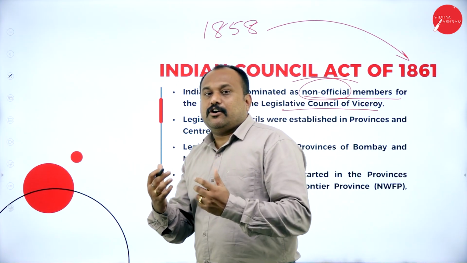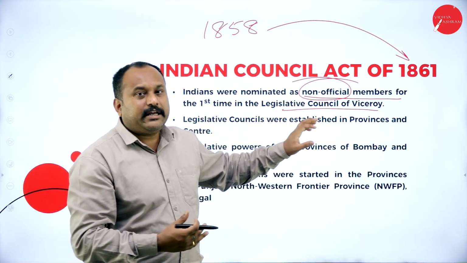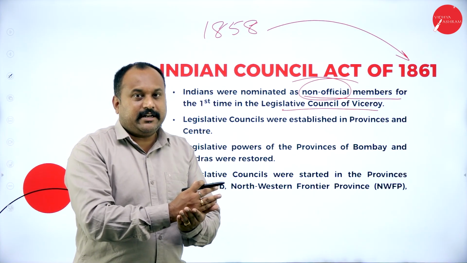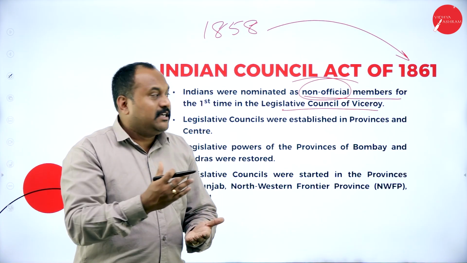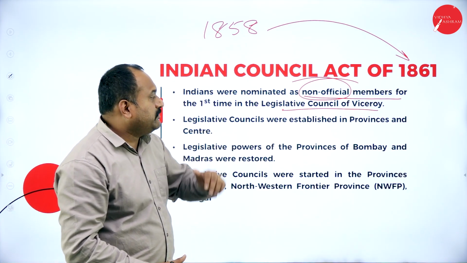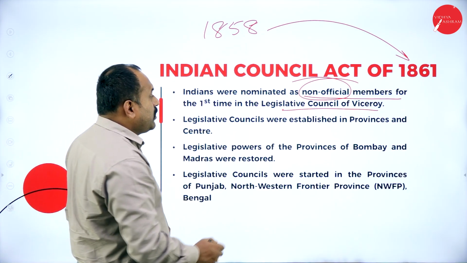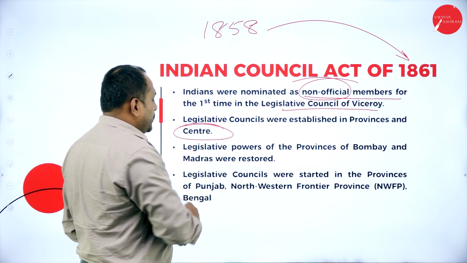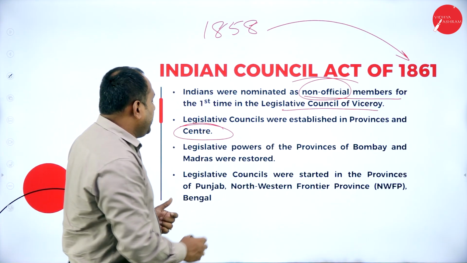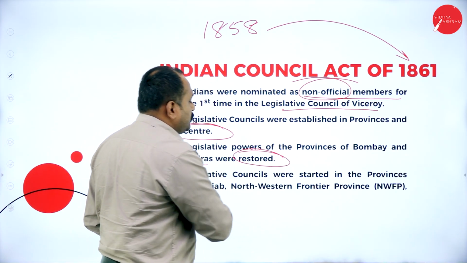And let me be very honest with you, there was nobody there who was against the British, right? People who favored the British were the people who were nominated. So Legislative Councils were established in the provinces and the center. Legislative power of the provinces of Bombay and Madras was restored.